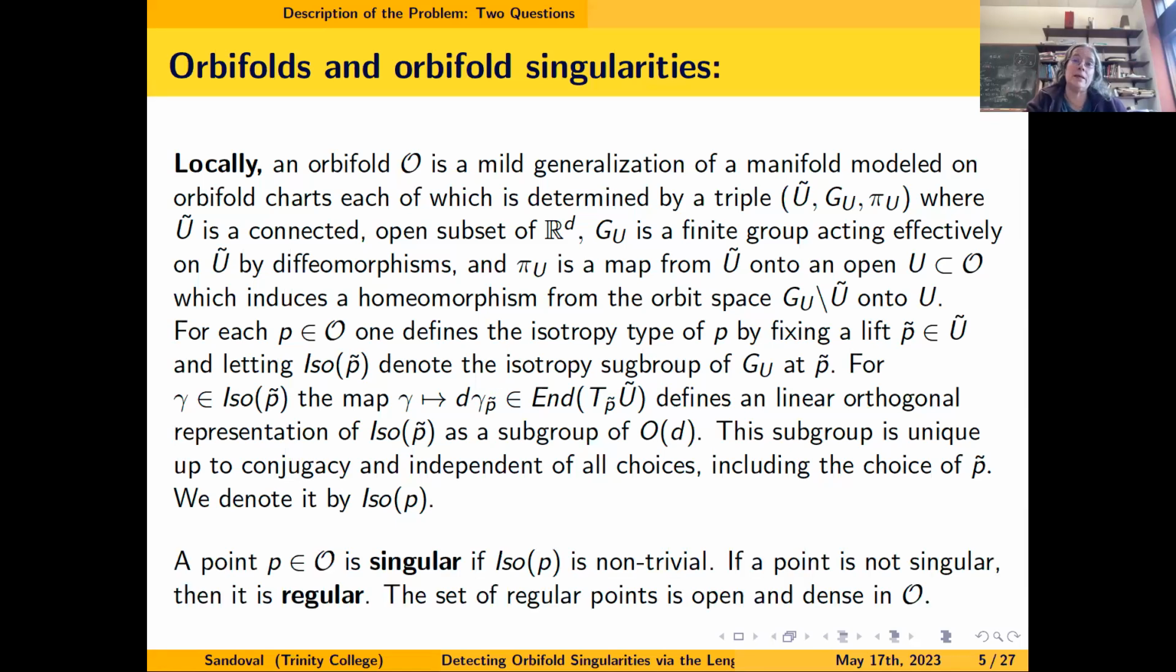A point p in the orbifold is singular if that isotropy group is non-trivial. Otherwise, it's regular, and it's known that, of course, the set of regular points is open and dense.